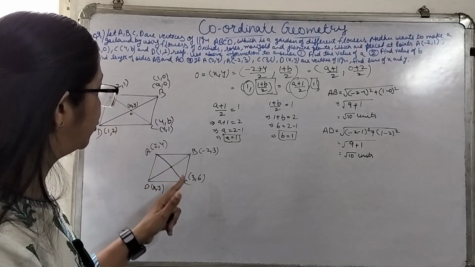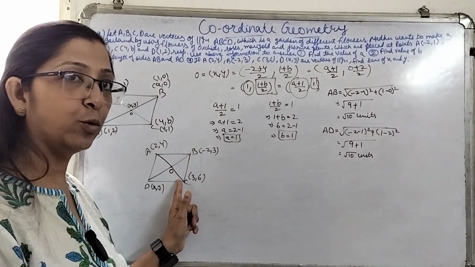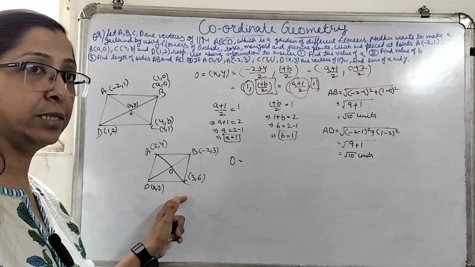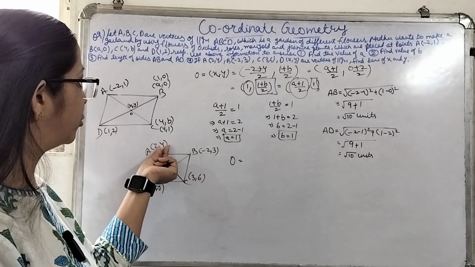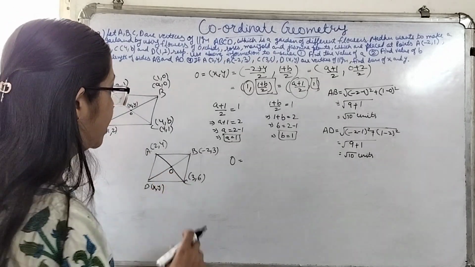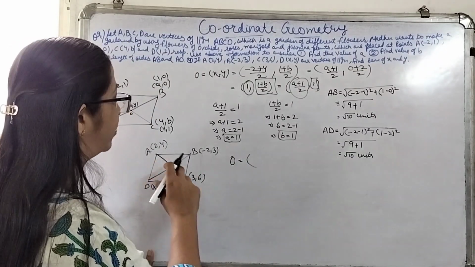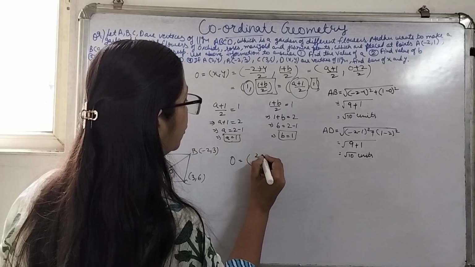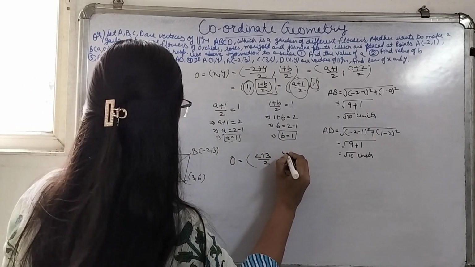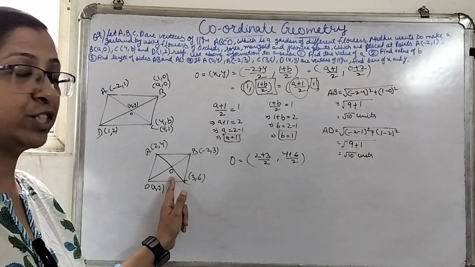So from A to C, suppose again the midpoint is your O only, so we can find the coordinates of O. So what will the coordinates of O be? We are considering AC, because we have the coordinates of both A and C. That's the reason we will take the midpoint of AC, that is your O. So the midpoint of AC will be ((x1 + x2)/2, (y1 + y2)/2). That is ((2 + 3)/2, (4 + 6)/2). This is the coordinates for your point O, which is the midpoint.